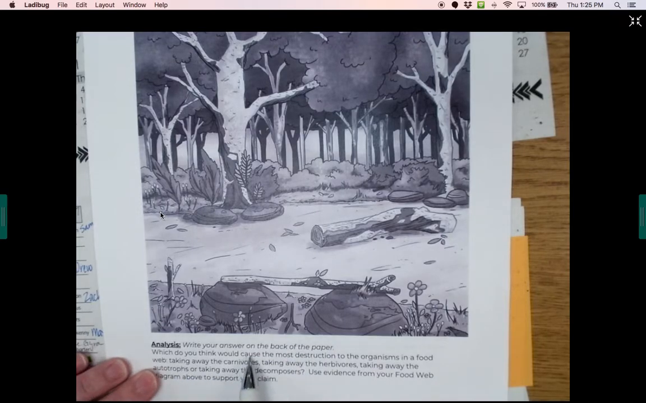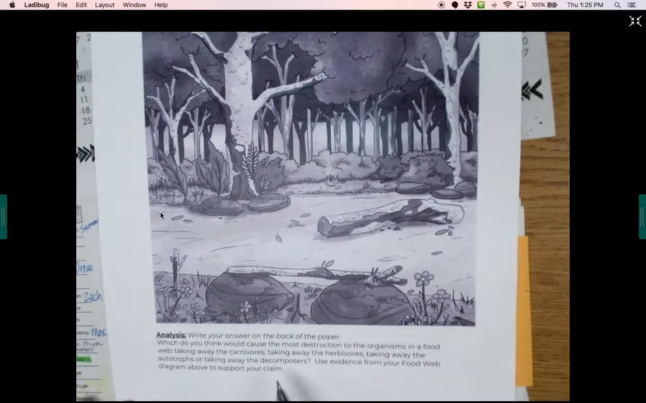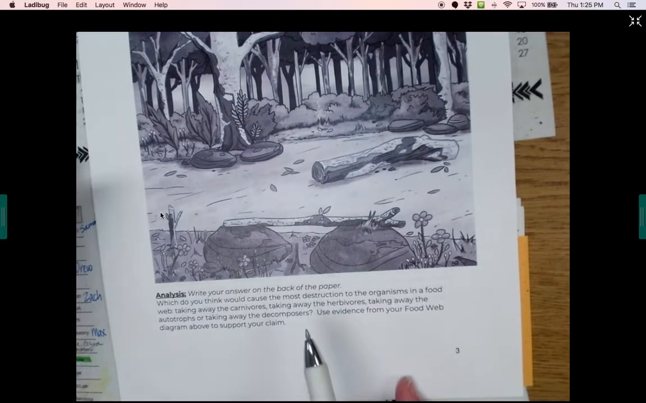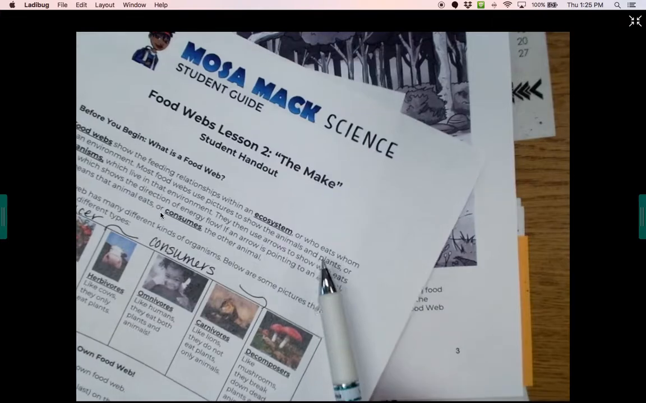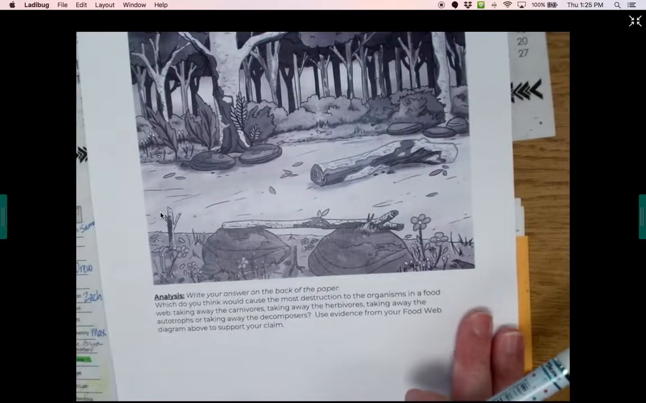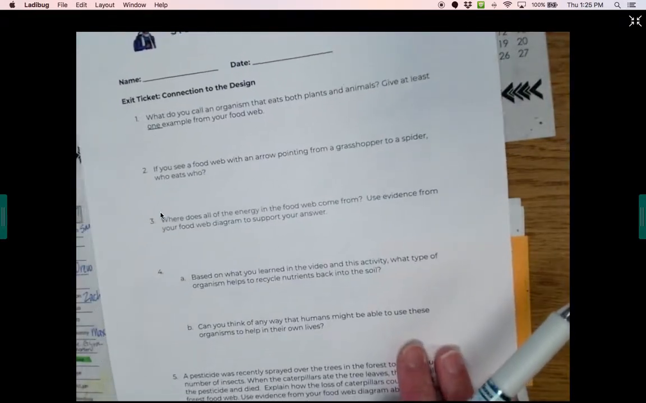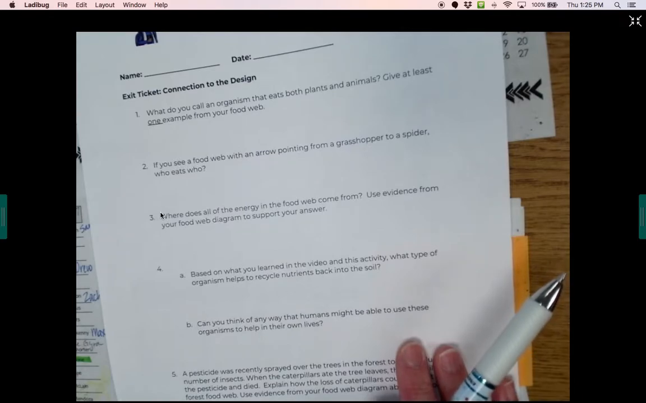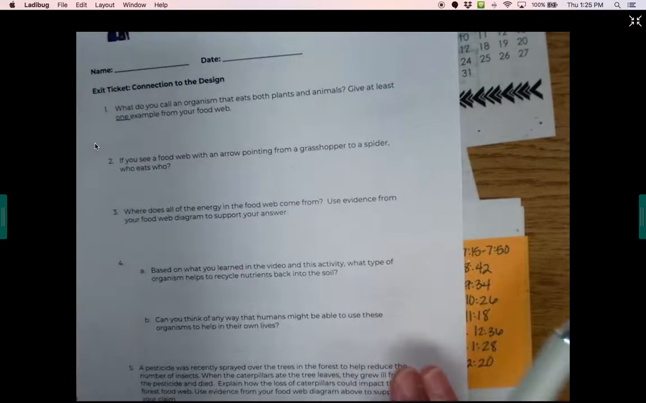Which do you think would cause the most destruction to the organisms in a food web? Taking away the carnivores, taking away the herbivores, taking away the autotrophs, or taking away the decomposers, okay? So answer this question. You may actually be able to fit it down here, but honestly, I'd rather you use the back of this paper right here, okay? Then the very last piece is right here, okay? So there is your work for Friday. Have fun.